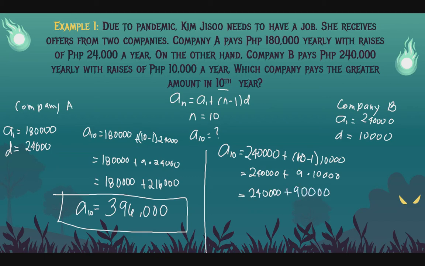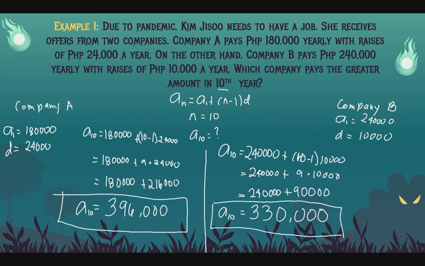And when we add 90,000 pesos and 240,000 pesos, we will get 330,000 pesos. So, dito makikita natin na kahit mas malaki yung pasahod ni Company B sa unang taon, mas malaki naman yung pasahod ni Company A sa pang-10 taon. So, kung gustong tumagal ni Jesus sa isang company, dapat Company A yung pipiliin niya.